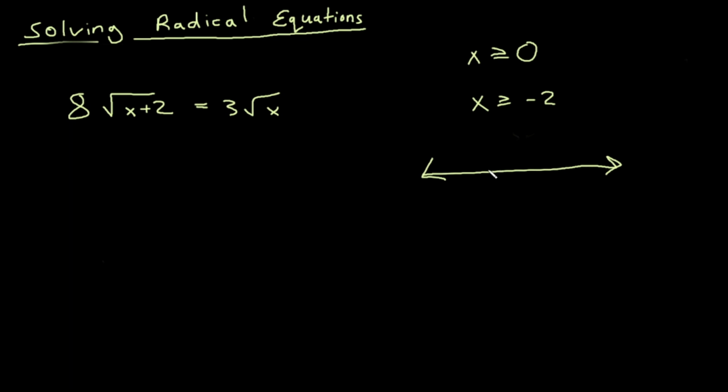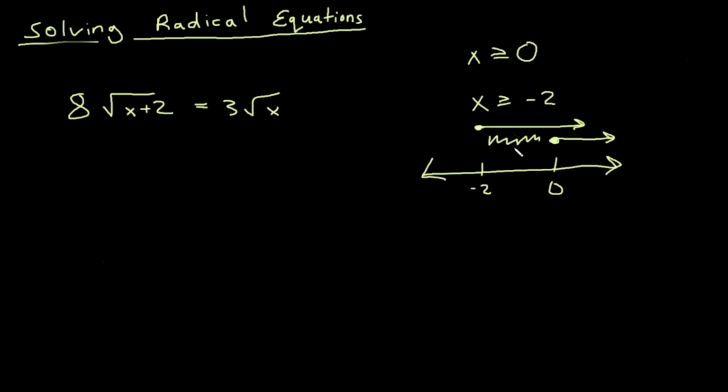So over here, say we have negative 2 and we have 0. So x is greater than or equal to 0. Remember, that's a solid dot here. x is greater than or equal to negative 2, another solid dot here. Now, in this case, if we said that x has to be greater than or equal to negative 2, we would have this gray area here.